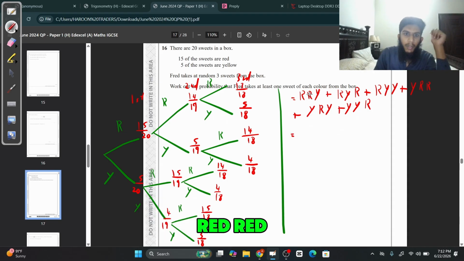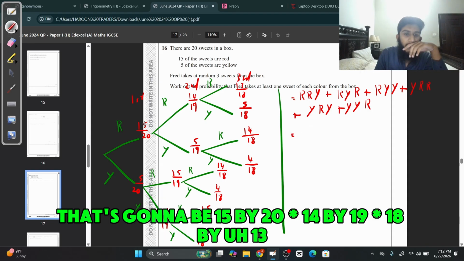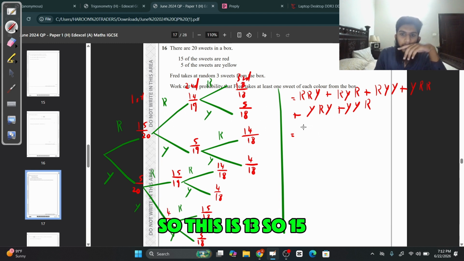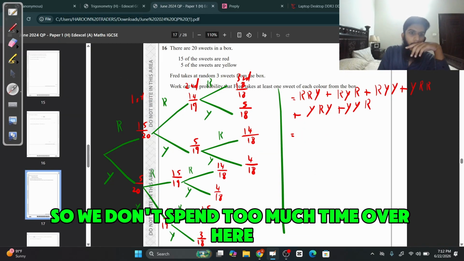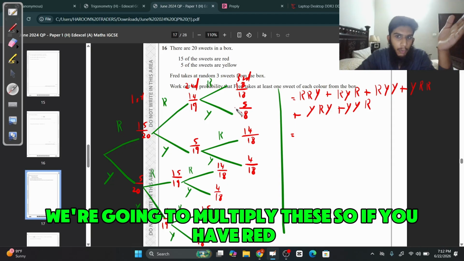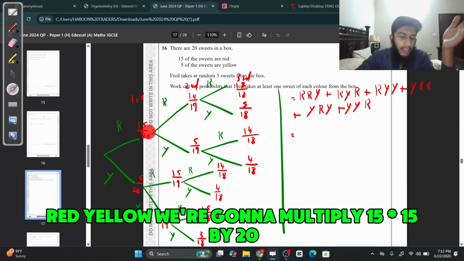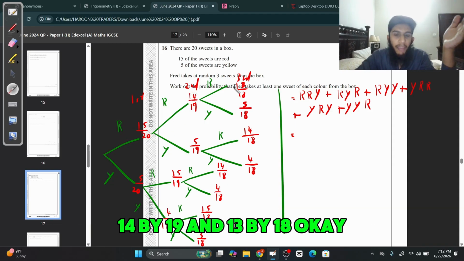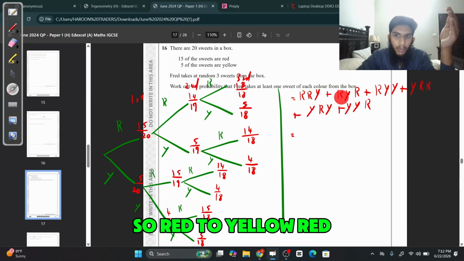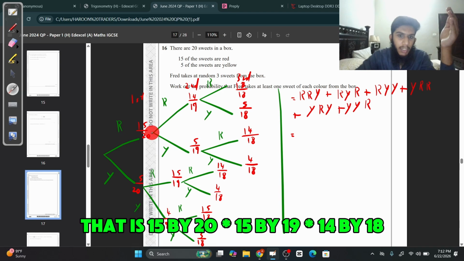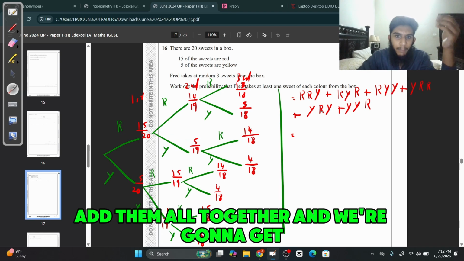So firstly, red, red, yellow. That's gonna be 15 by 20 times 14 by 19 times 13 by 18. I'm going to do this on the calculator so we don't spend too much time over here. We're going to multiply these. So if we have red, red, yellow, we're going to multiply 15 by 20, 14 by 19, and 13 by 18. Okay, done. Now we're going to add that with this. So red, yellow, red. That is 15 by 20 times 15 by 19 times 14 by 18. Do the same thing for all of these. Add them all together and we're going to get the answer.